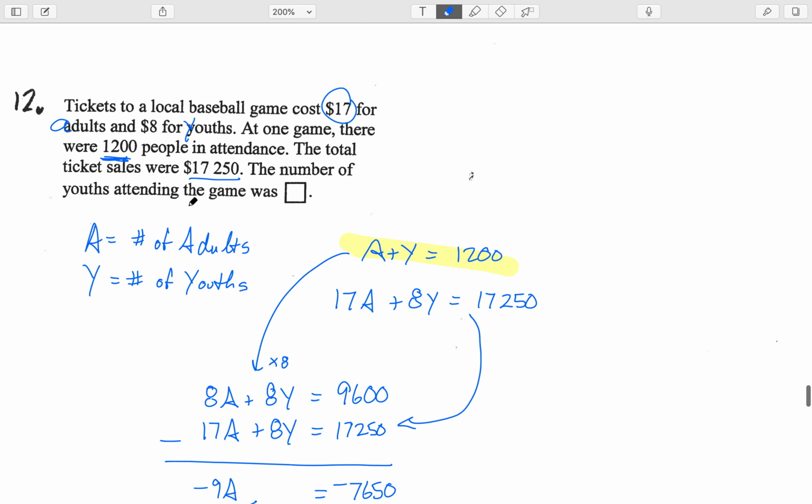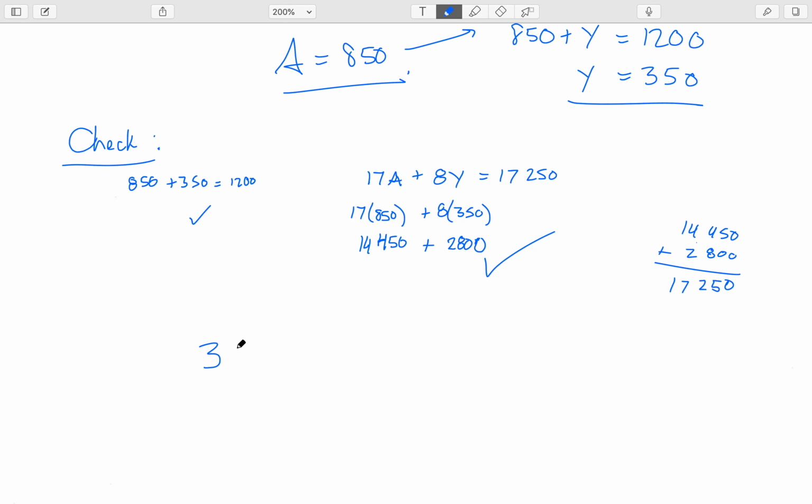So let's go back and answer the question. The number of youths, that's all it's asking for. The answer is 350. So 350 youths. Ta-da, there's my answer.